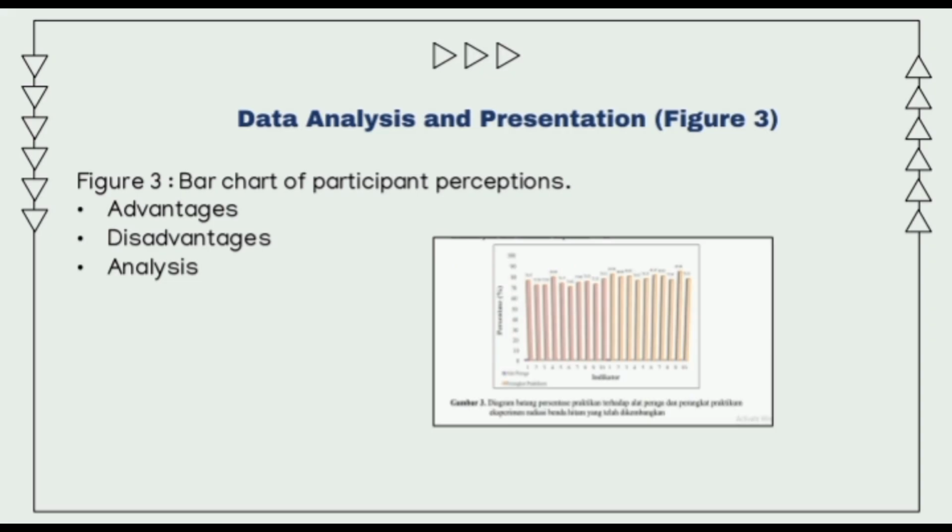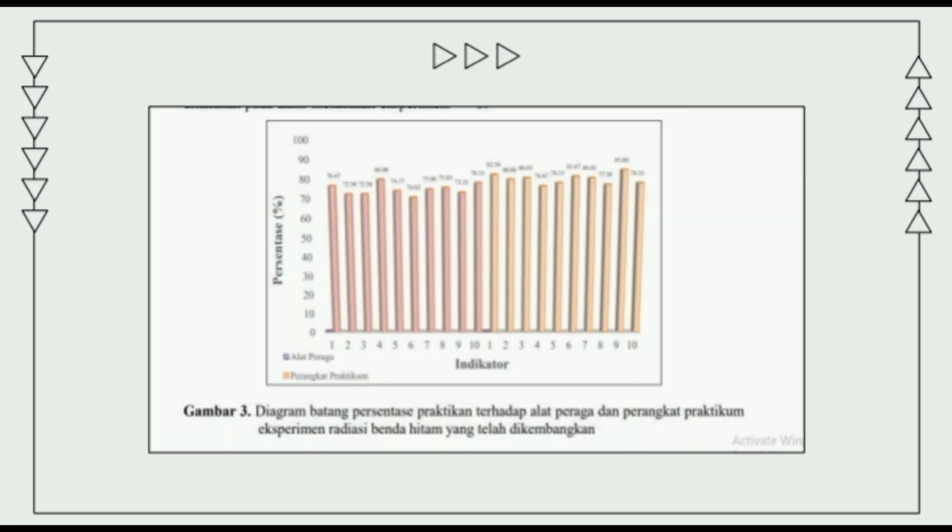Data analysis and presentation of Figure 3. Bar chart of participant perception. Advantage. Percentage for each indicator are clearly displayed. Differences between perception of the teaching aids and laboratory tools. Disadvantage. No explanation of the meaning of each indicator, 1 to 10. The y-axis does not start at 0, which could lead to misleading visual interpretation.